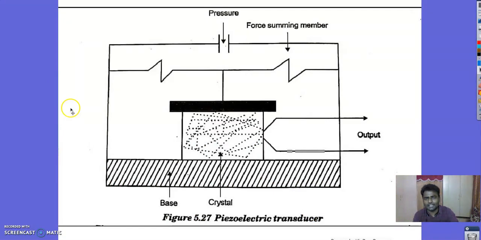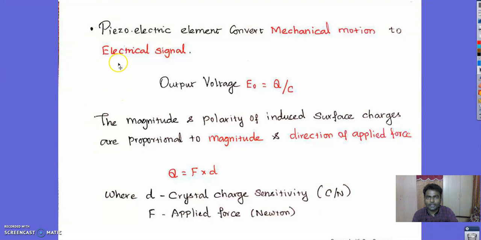And this is actually the diagram of a piezoelectric transducer. As I said earlier, it has an upper diaphragm, which is where pressure is being applied, and here is a force summing member. That is, it will increase the pressure to your crystal. This is the actual quartz crystal, and this is the base, and these are the two electrodes where the output voltage is measured. And this converts mechanical motion into electrical motion.